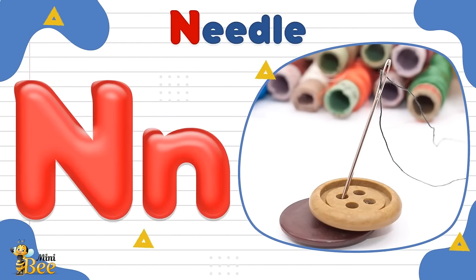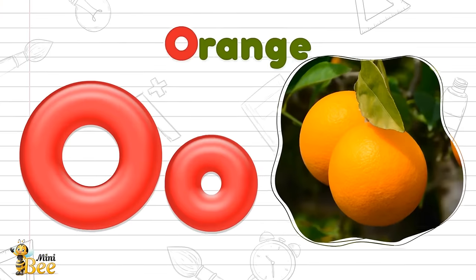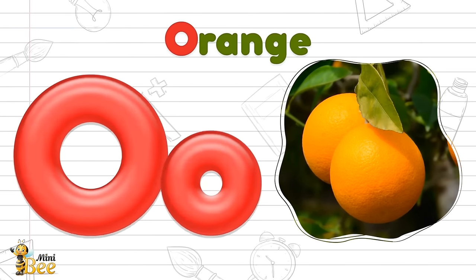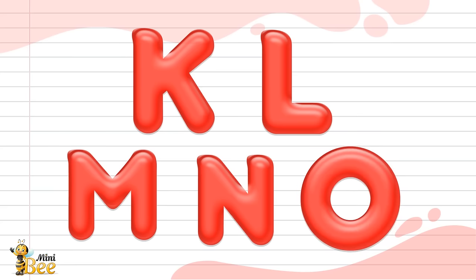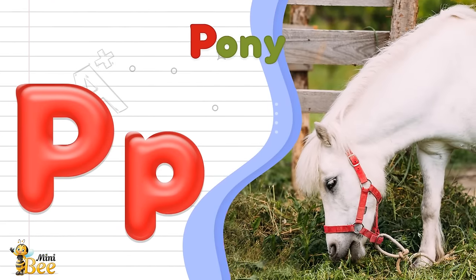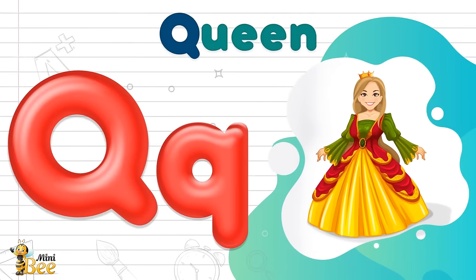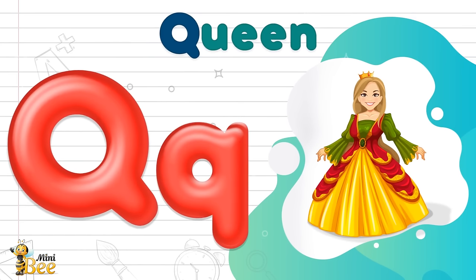N is for needle, needle, needle. N, needle. O is for orange, orange. O, orange. P is for pony, pony, pony. P, pony. Q is for queen, queen, queen.